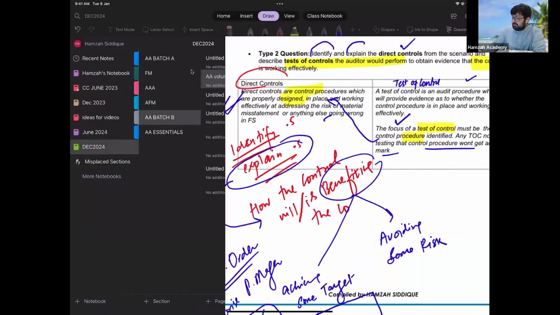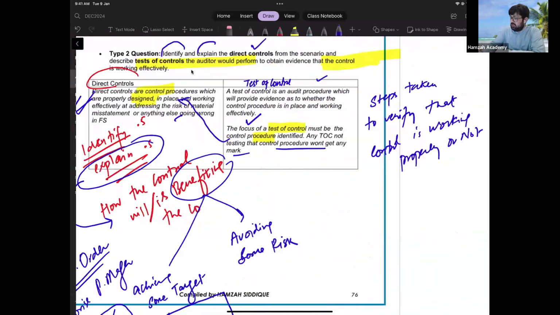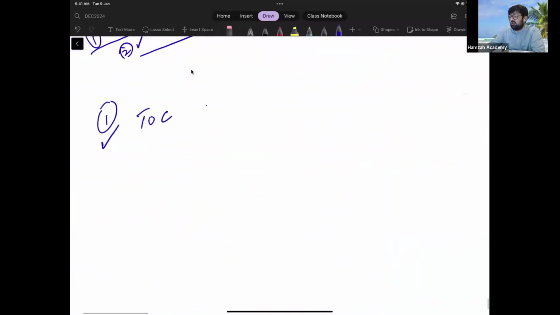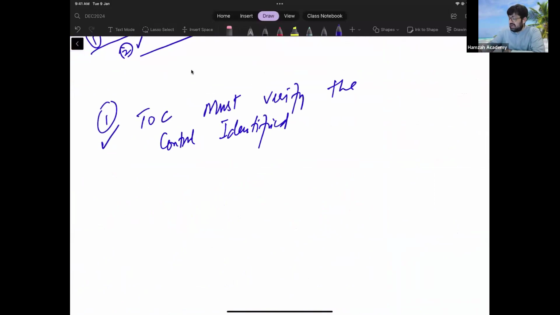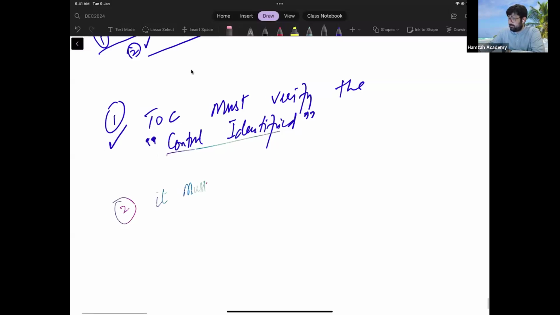So I will write a few things here more. First of all, test of control must verify the control identified. That must be the focus. Nothing else. Second point, that it must be sufficiently detailed.